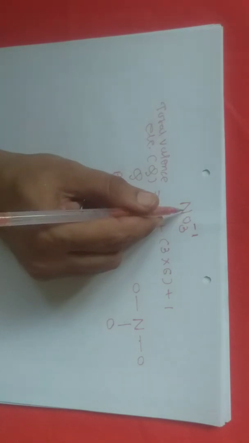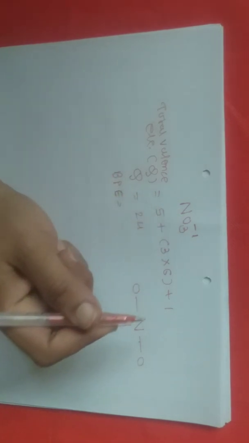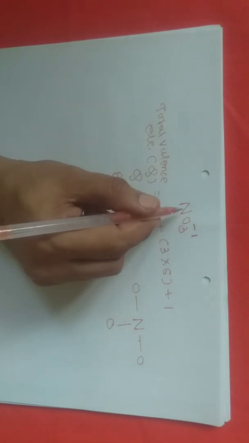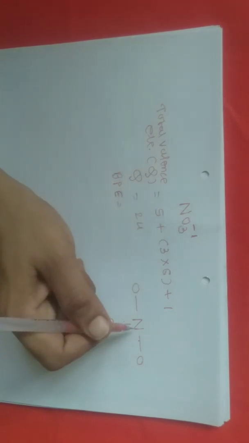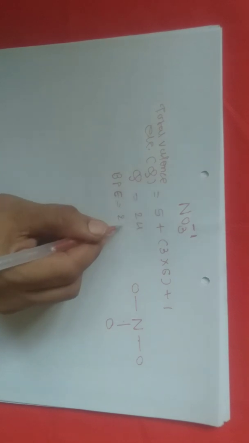Because it is larger in size, it's less electronegative than oxygen. Further, it is the least in number, because there are 3 oxygen and only 1 nitrogen. So 1 nitrogen is the least in number, so I have to consider it as the center atom. So now the bond pair electrons: that is 3 bonds, so 2 into 3 is equal to 6.